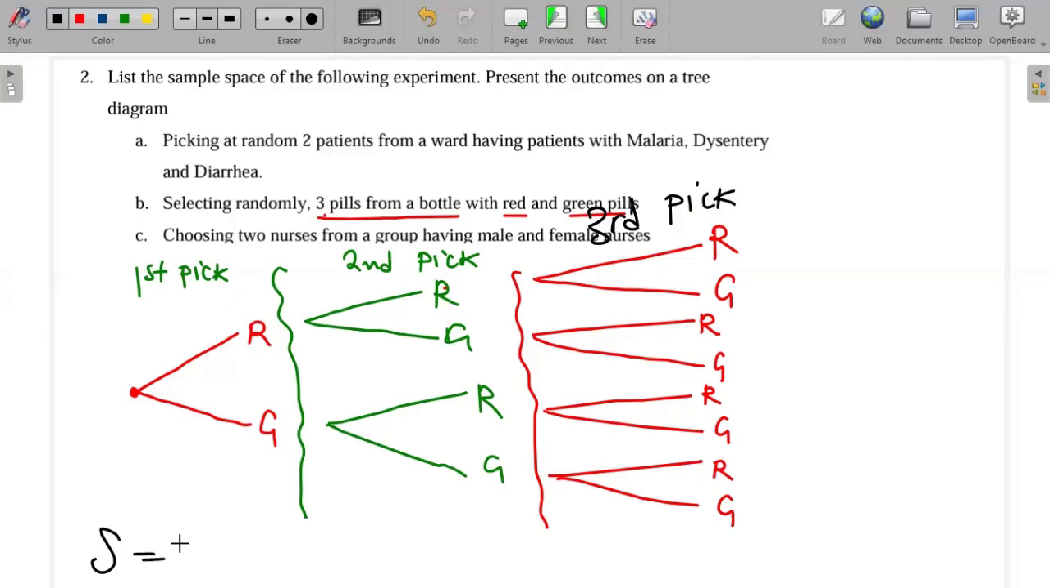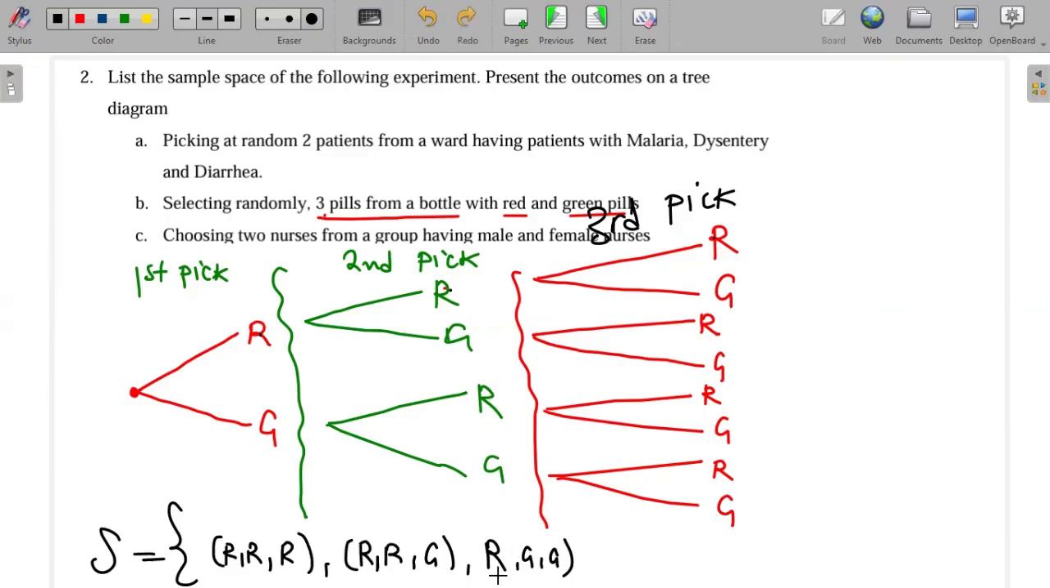So S will be equal to, okay? Since I'm picking three pills, I should have three pills in each outcome, right? So my first one will be red, red, red. This is my first outcome of the three pills that I need. Or it can be red, red, and then the last one is green. Or it can be red, and then my second one is green, my third one is green.